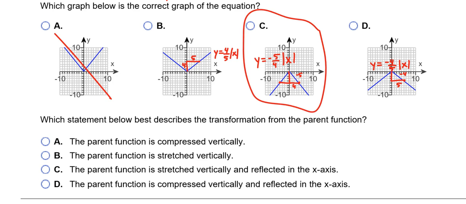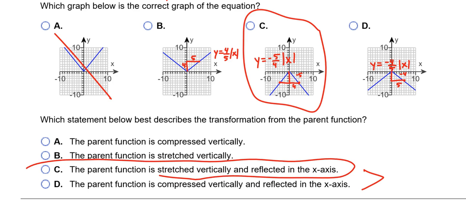The parent function is reflected in the x-axis. Okay, so it's got to be one of those two down here. And this time it is stretched, okay, because it's steeper. Now, it's not steep by a lot. Going down 5/4 is pretty close to down 1/1, but it is steeper. It's not stretched a lot, but it is stretched some. It's taller and not flattened out like the other one.